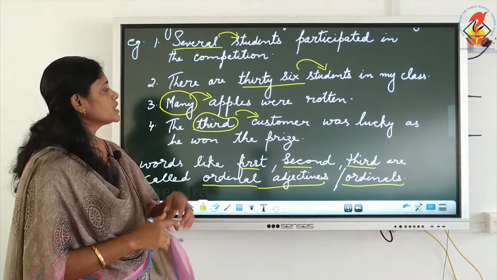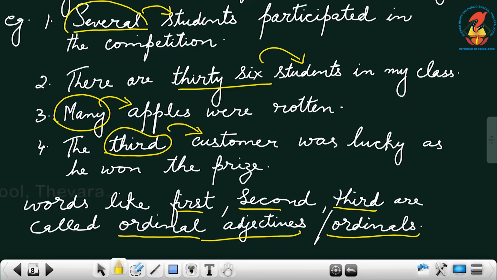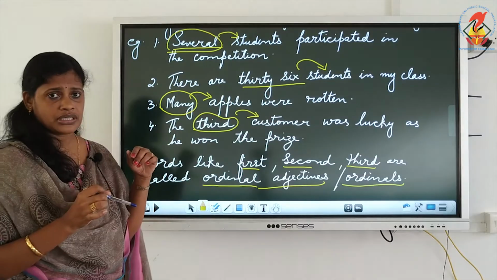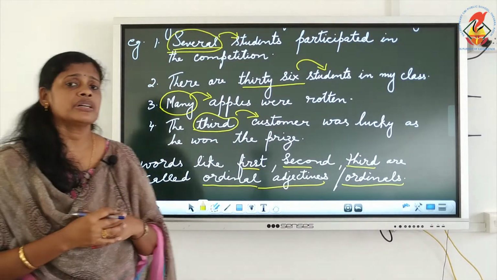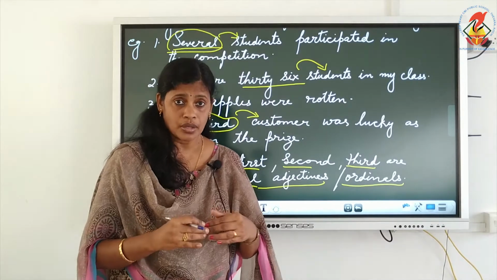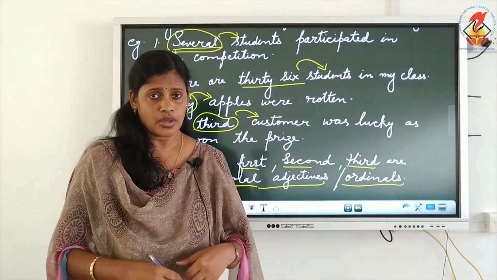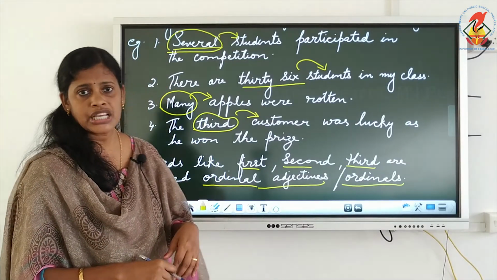Many apples were rotten. How many? Many. Several students participated. The word several shows how many students? Several students. So adjective of number is actually used with countable nouns, those which we can count. Adjective of quantity is used with uncountable nouns. Is it clear, children?